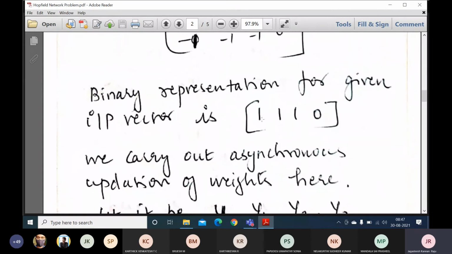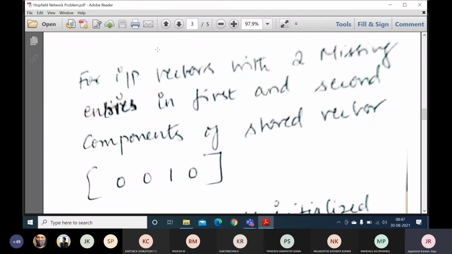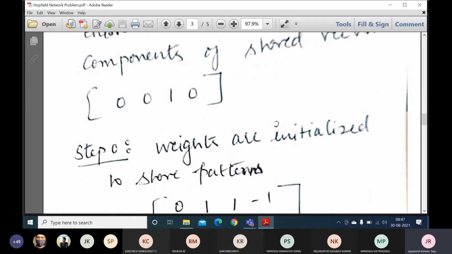So for components x1 and x2, I need to say that these are missing entries. Missing entries means it is considered as 0. So for input vectors with two missing entries in the first and second components of the stored vector, it is 0, 0, 1, 0. A missing entry means it is replaced with 0. And if it is a mistaken entry, then positive will be replaced with negative and negative with positive, as we saw in the auto association and the hetero association neural network.